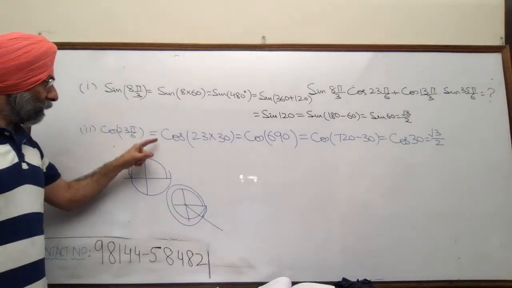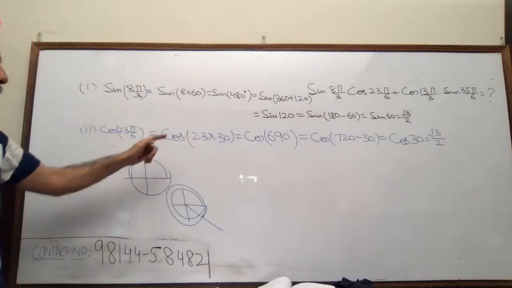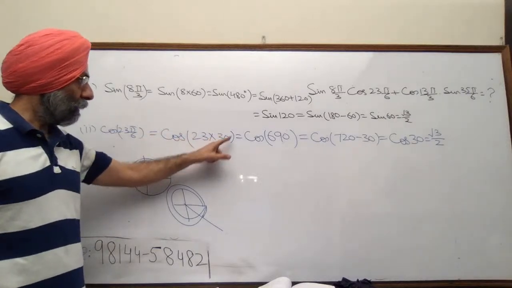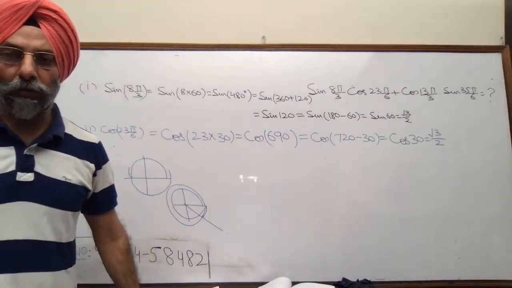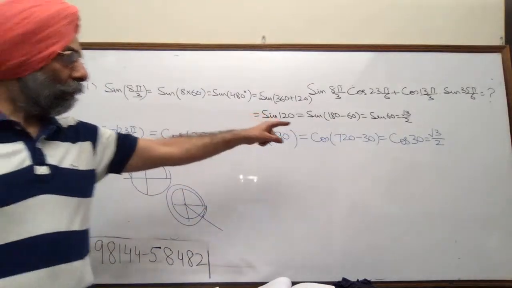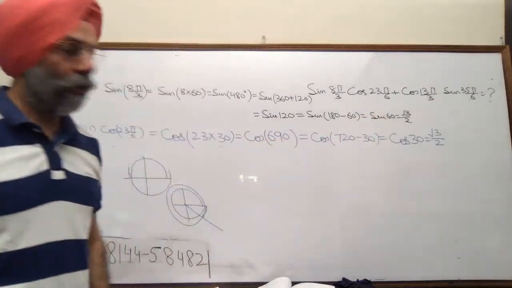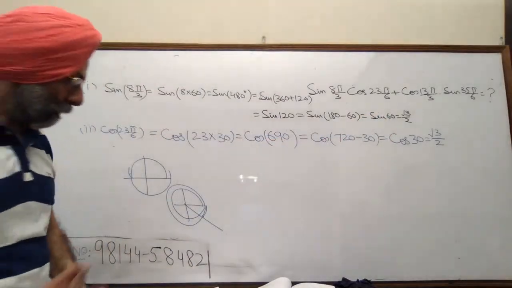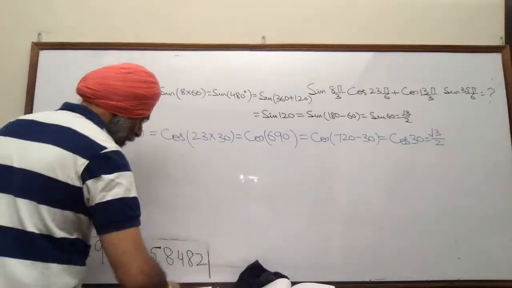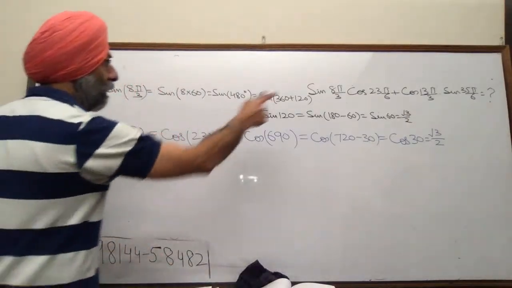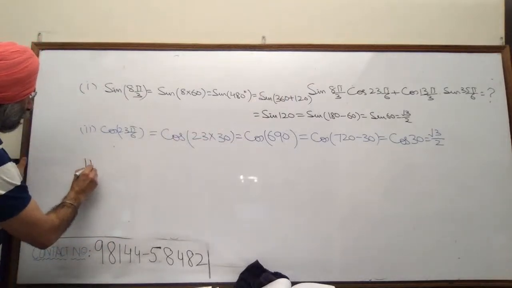Cos of 23 pi by 6 is equal to cos 23 into 30, cos 690. 690 can be written as 720 minus 30, which is cos 30, which is root 3 by 2. Right? Now, coming to the next one. Next was, this is your third part.